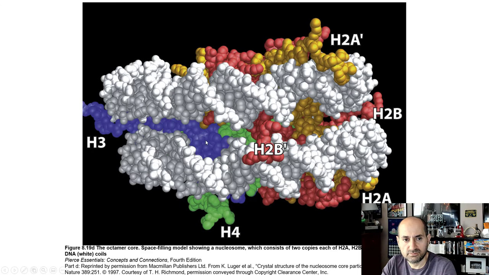Here's the nucleosome. This is the space-filling model of a nucleosome. So you can see all of the components of the nucleosome. Remember, you have two H2As, two H2Bs, two H3s, two H4s. And in white, you have the 1.65 turn of DNA around the octamer.